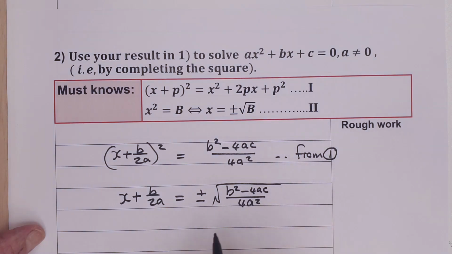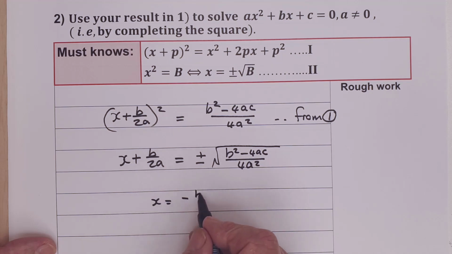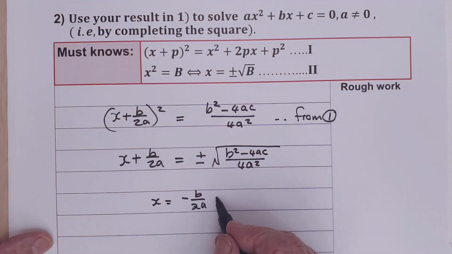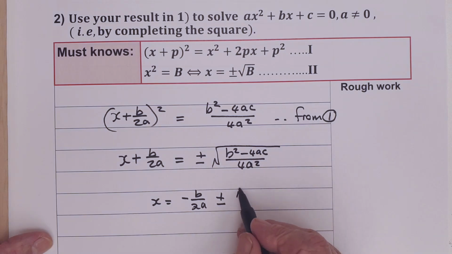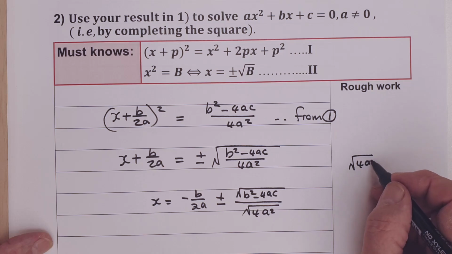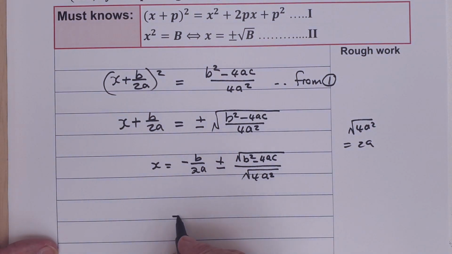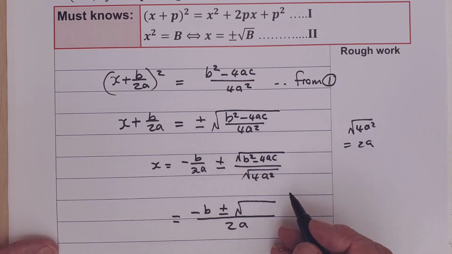If I now solve for x, I only need to take the minus b over 2a to the right hand side, plus or minus, and I can split the two square roots, top and bottom. The square root of 4a squared is just 2a. So I can arrive at the formula: x equals minus b over 2a plus or minus the square root of b squared minus 4ac.